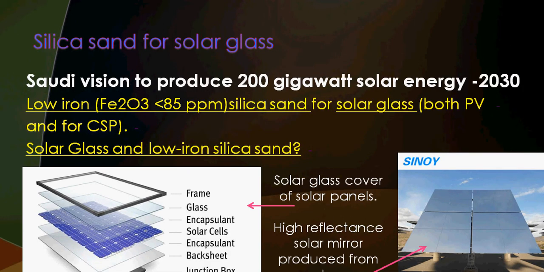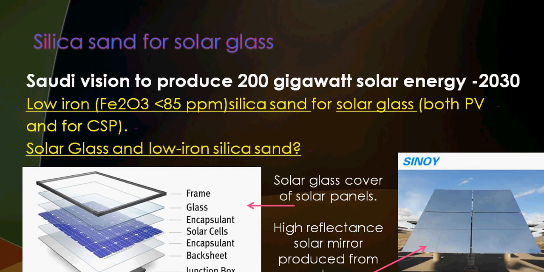Let's discuss the solar glass. I will connect it to the Saudi vision to produce 200 gigawatt solar energy. I think everybody knows about the Saudi vision to produce 200 gigawatt solar energy by the end of 2030. And I am sure all of you know that silica sand has nothing to do with solar cells or solar panels. Solar cells and solar panels are produced from silicon metal, solar grade silicon.